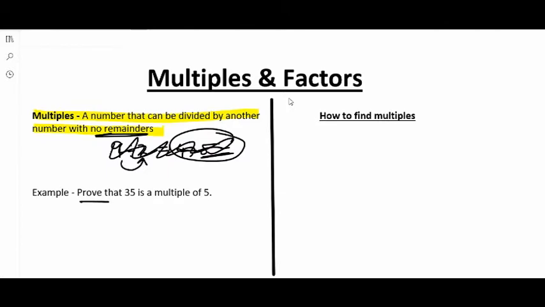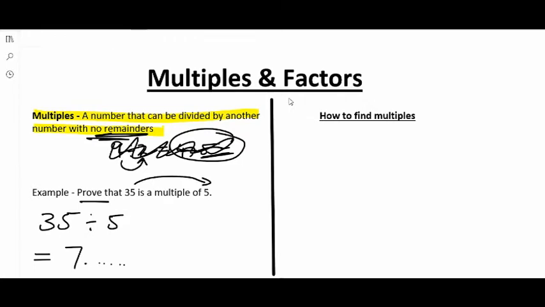Let's take, for example, prove that 35 is a multiple of 5. According to our definition, a number that can be divided by another number with no remainders, 35 divided by 5. I'm just following the definition. 35 divided by 5 is 7. 7 has no remainders. Therefore, we can conclude that 35 is a multiple of 5.